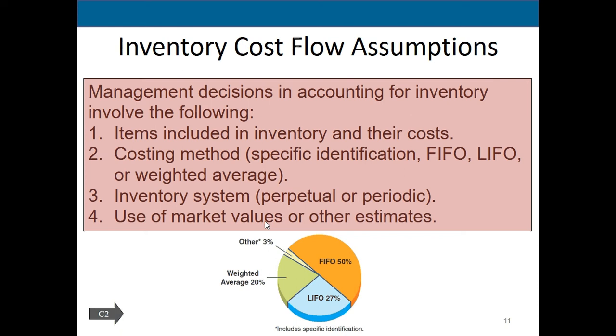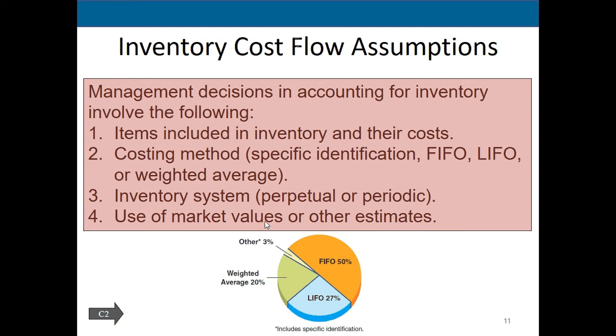This is kind of an overarching view of inventory. But specific identification, FIFO, LIFO, or weighted average, we're going to talk about each one of those in just a second. Whether the inventory system is perpetual or periodic is certainly a management decision, and then the use of market values or other estimates, that gets into the lower of cost or market, which is what we'll finish up with today.